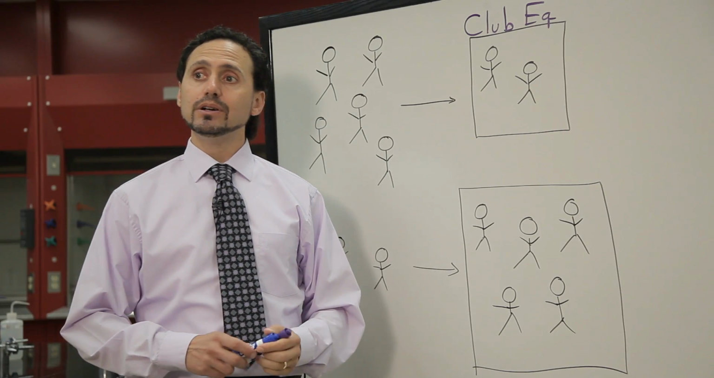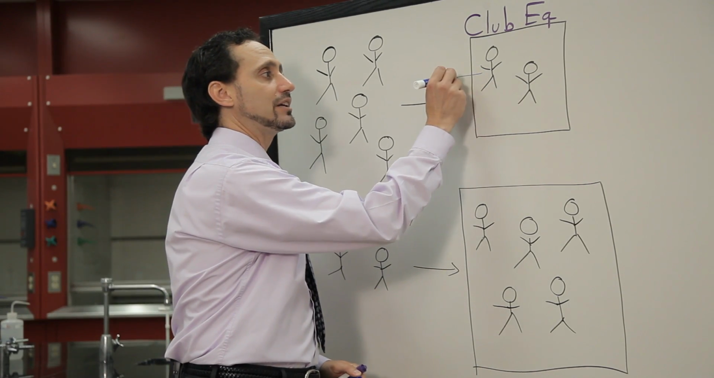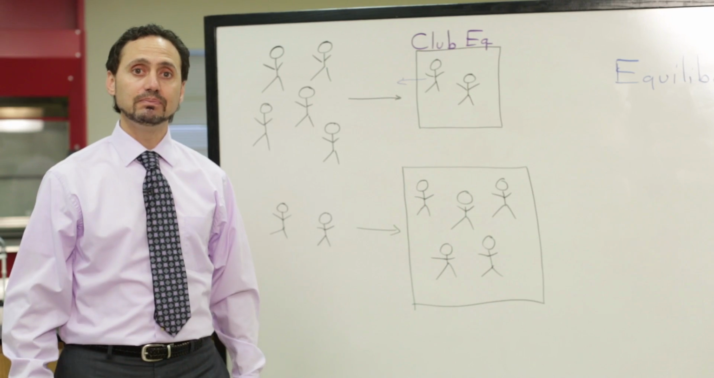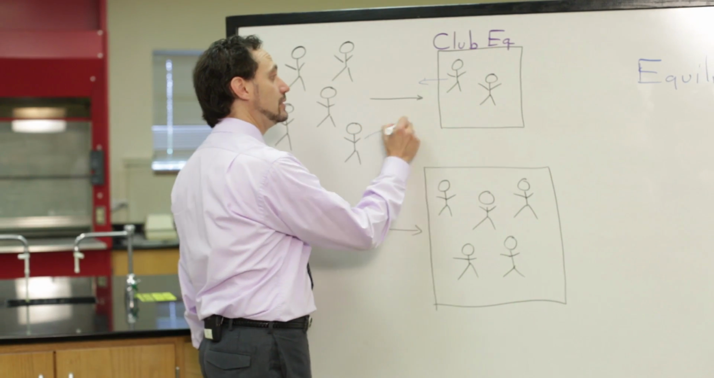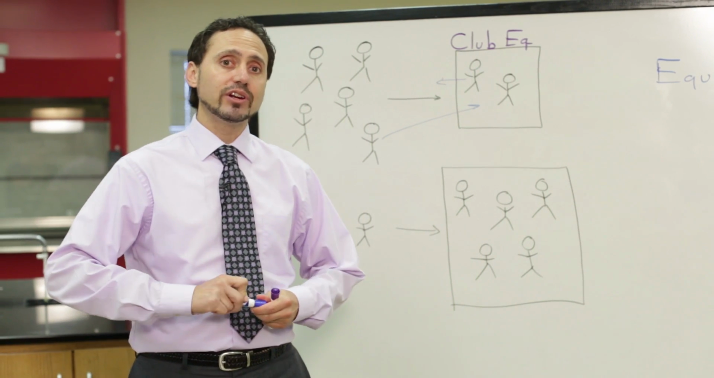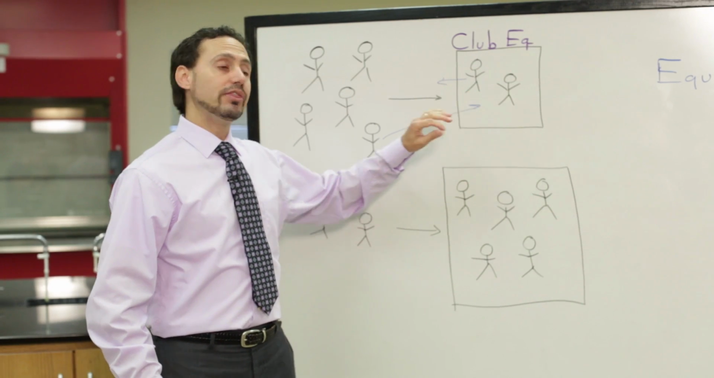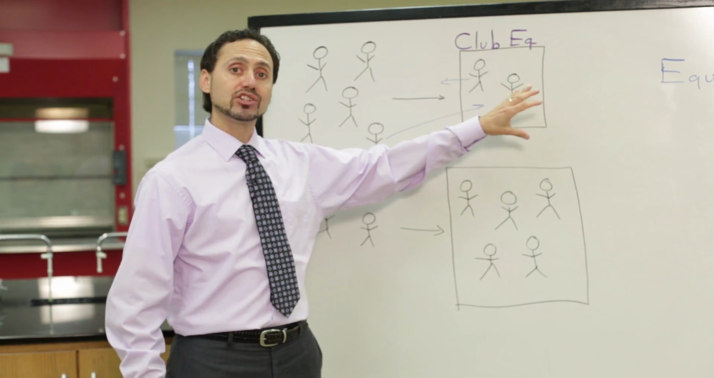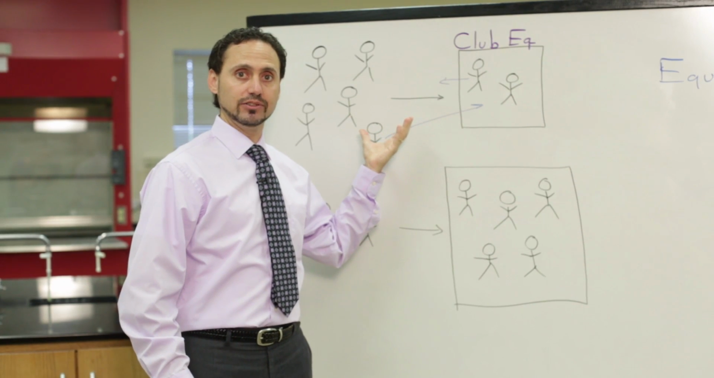In equilibrium, what this means is that occasionally one of these people inside the club is going to leave the club. When that person leaves, that means one of these people can enter the club. So what we've just illustrated here is that in chemical reactions, both a forward reaction takes place as well as a backward reaction taking place.